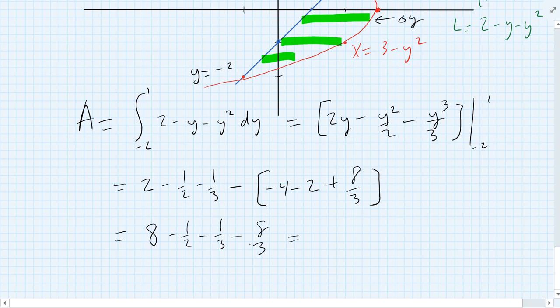That's 9/3, right? What's 9/3? What's 8 minus 3? What's 5 minus 1/2? 4.5. Wow. That is so cool. Isn't that cool? It's a much easier way to do it.